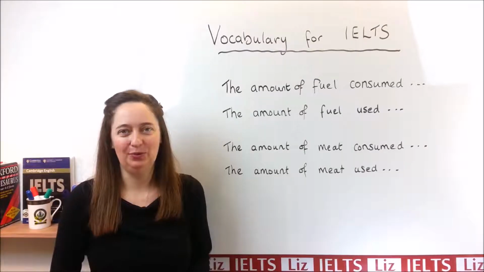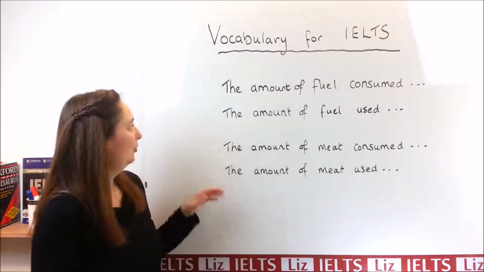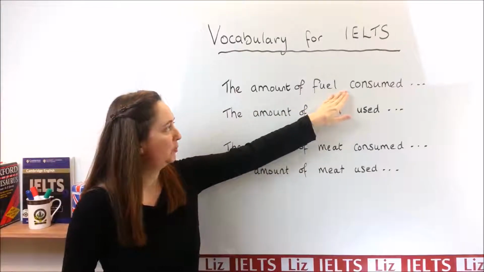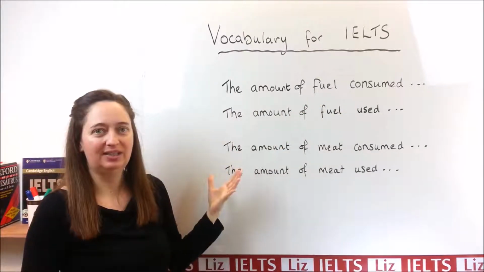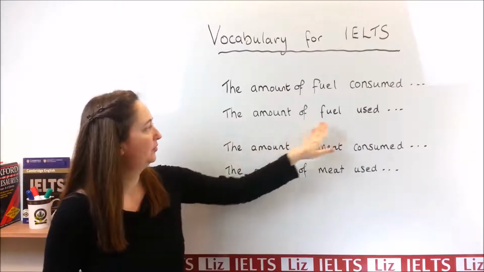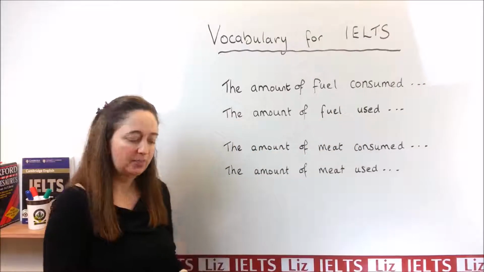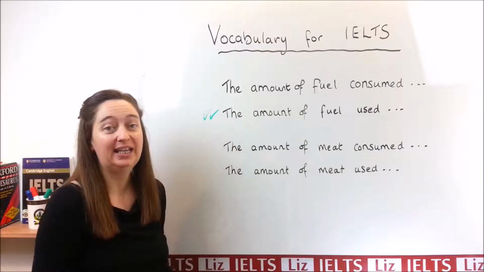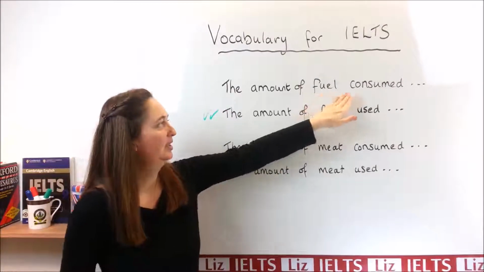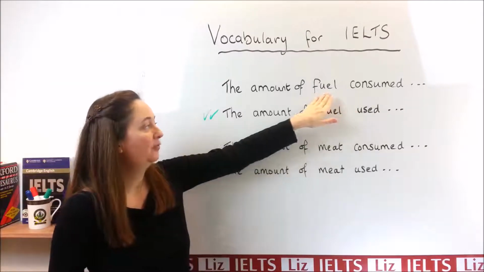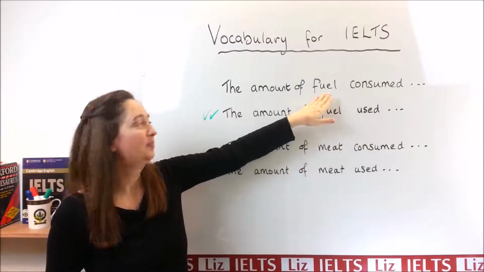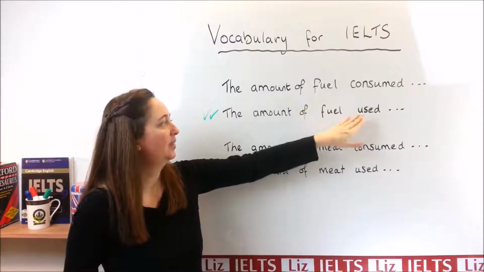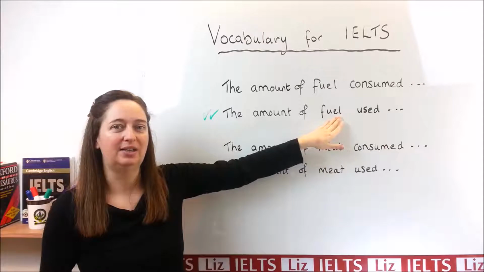Here we have an example for writing task 1. If you have a graph that shows the amount of fuel consumed, you can paraphrase that and use the synonym used, the amount of fuel used. And it works perfectly in that situation. So we're looking at collocations, which is noun and verb. The noun fuel, or even energy, can be consumed, so the verb can be used with that noun, and also used can be used with that noun.